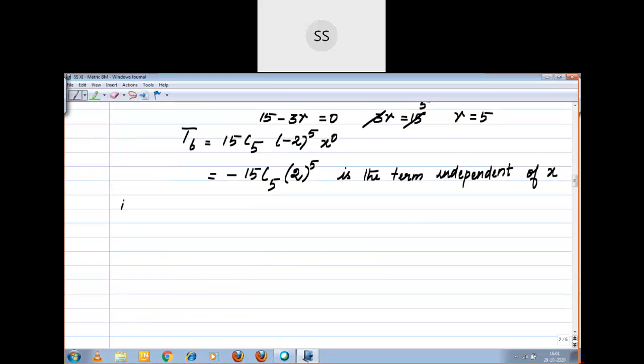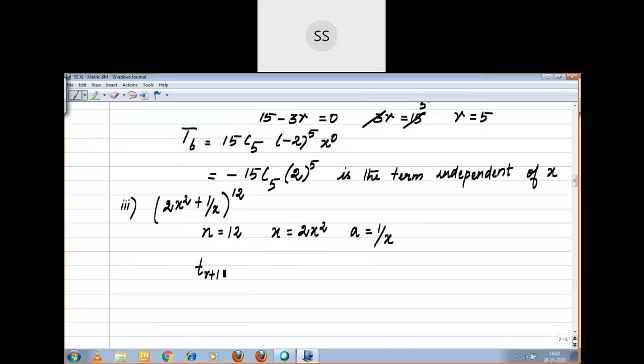Next, third subdivision, 2x square plus 1 by x the whole power 12. Here what is your n? n equal to 12. x is equal to the first term 2x square. The second term is a equal to 1 by x. T r plus 1 equal to, either you can use capital T or small t, no problem for it, right? nCr x power n minus r into a power r.